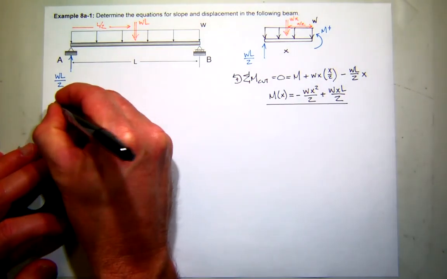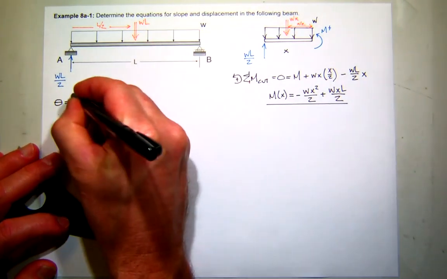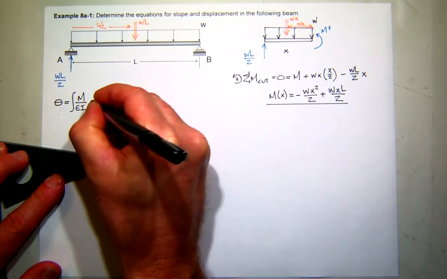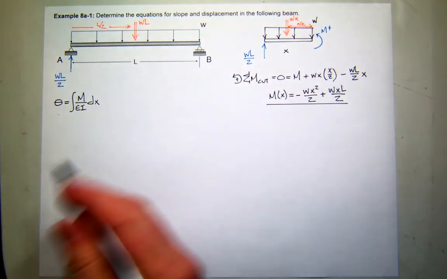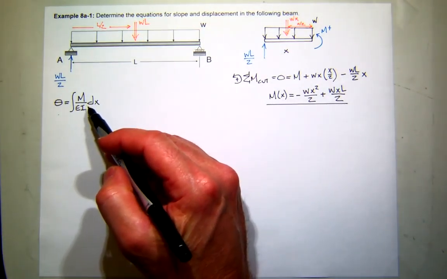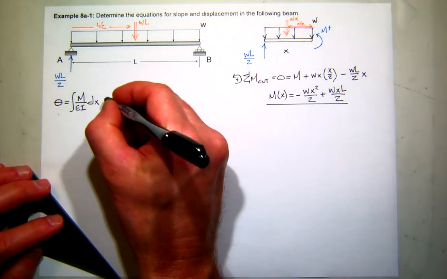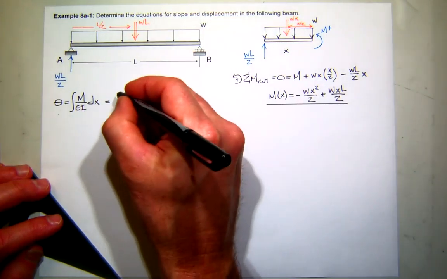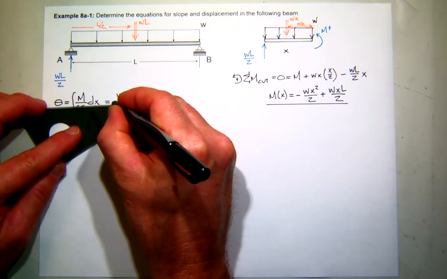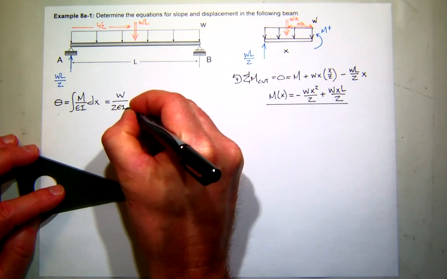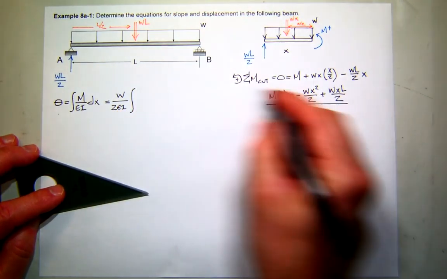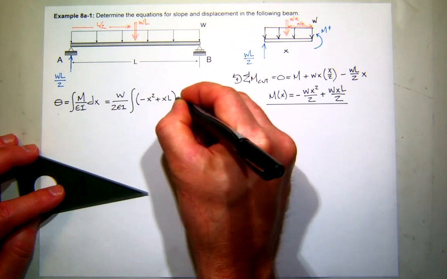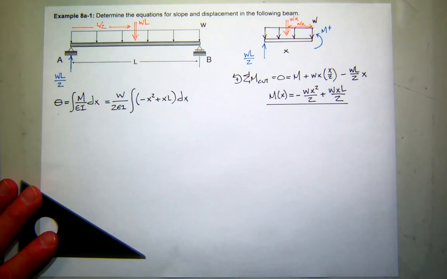So the first step would be, let's find the slope equation by integrating the moment divided by EI. In this problem, it wasn't stated, but we'll assume that E and I are constant. When I look at this particular problem, you'll also notice that there's a W over 2 that looks pretty constant, so I'm going to bring that out. I'm going to have W over 2EI, and what I'm left with is the integral of the remaining pieces, which is x squared plus XL. Does that look good?